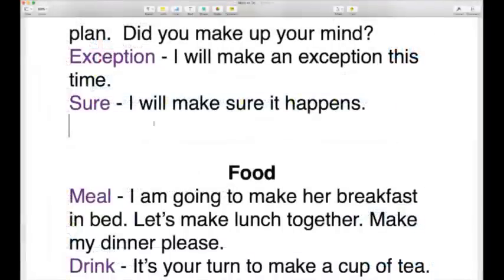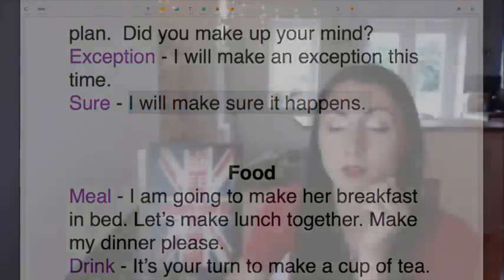Okay, let's jump back over here. So we have "make sure." You'll hear a lot, "I will make sure it happens." To make sure is to be certain, to ensure something. So we always say, make sure you're home on time. It's the same as saying, be certain that you are home on time. Don't be late. Make sure you're home on time.